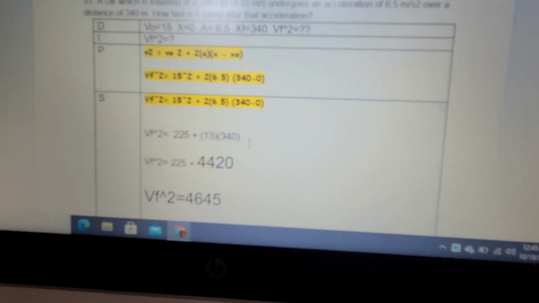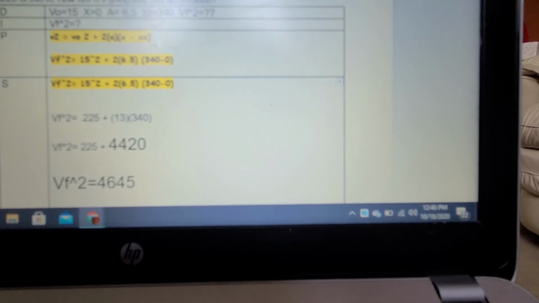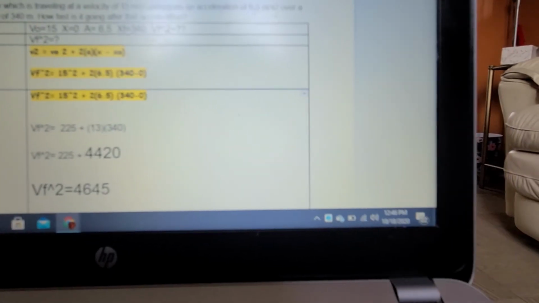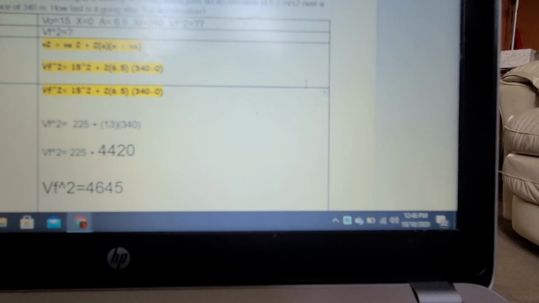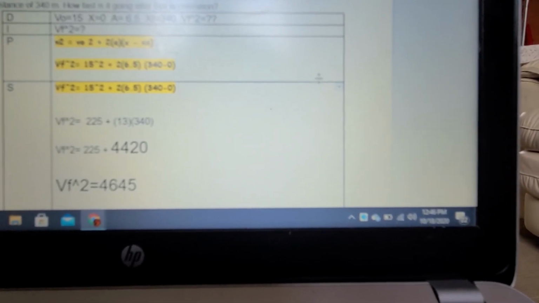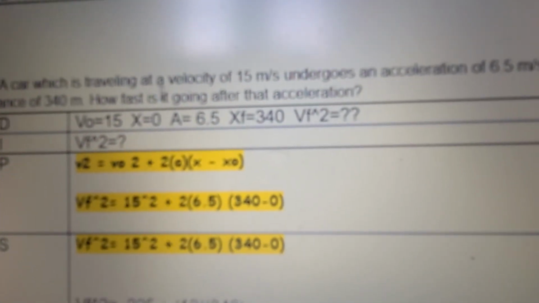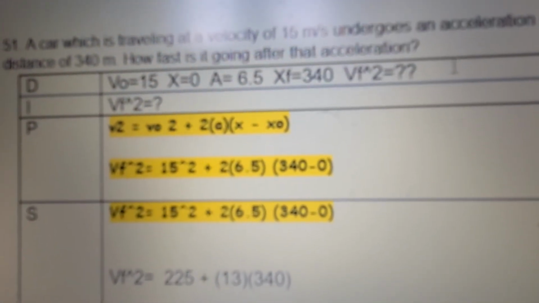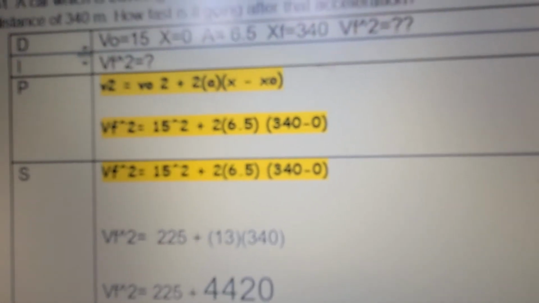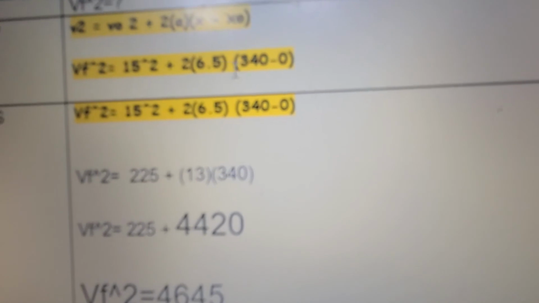Alright guys, so for the last question, question 51, it says a car which is traveling at a velocity of 15 meters per second undergoes an acceleration of 6.5 meters per second squared over a distance of 340 meters. How fast is it going after that acceleration? You have your variables, which are given to you. You have what you're looking for, your isolation. You have your formula, then you have to plug in the variables.